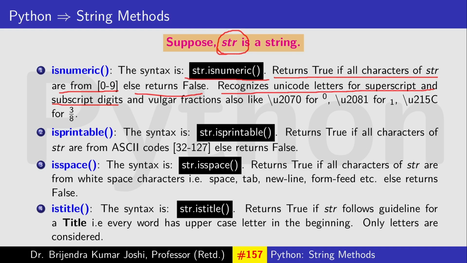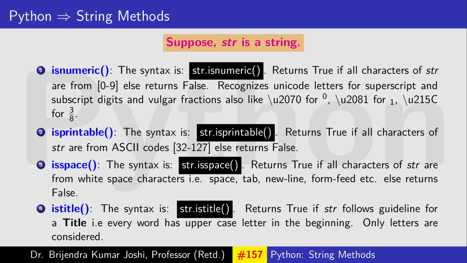In addition to it, it recognizes vulgar fractions like \u2070 is for superscript 0, \u2081 is for subscript 1, and \u215c is for 3 divided by 8. So isnumeric is just like isDigit, plus it recognizes vulgar fractions as well.